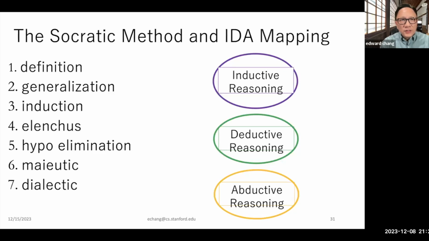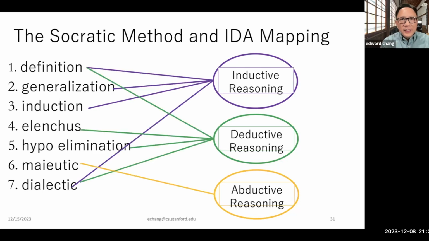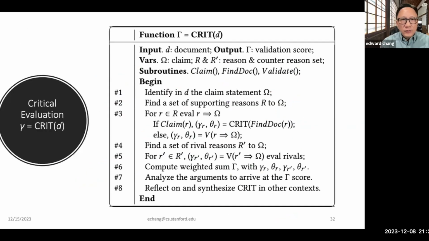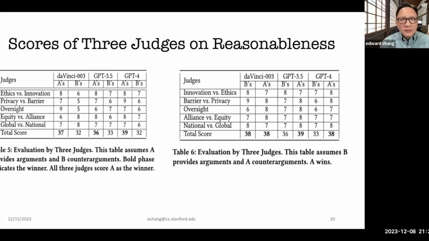And this is a picture of the Socratic method developed by Socrates, and each template is mapped to inductive, deductive, or adaptive reasoning. Then we can use subroutines to conduct our evaluation. This is the CRIT algorithm documented in the paper. After evaluation, it's really encouraging. We use DaVinci 003, GPT-3.5, and GPT-4 itself to evaluate the debate quality of the two agents, and the scores are quite consistent.